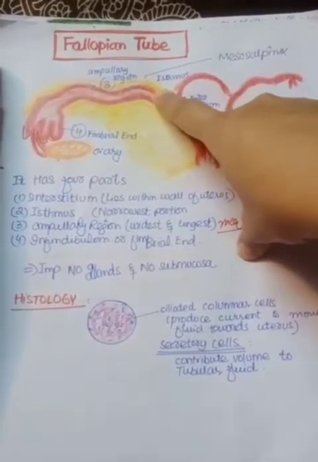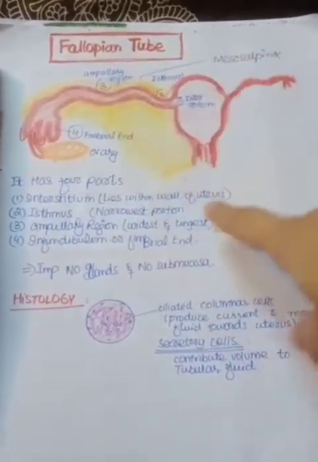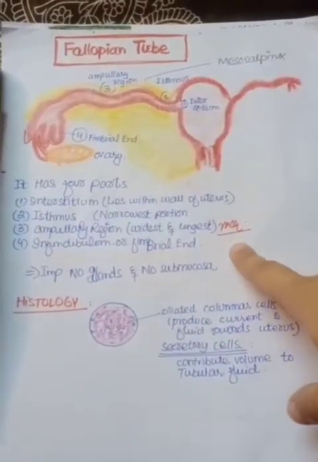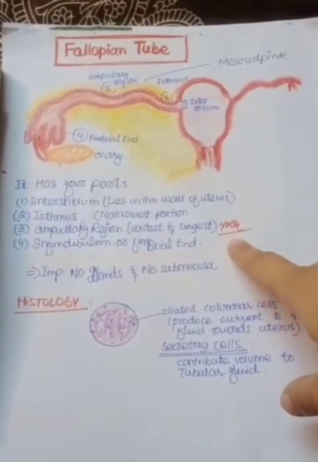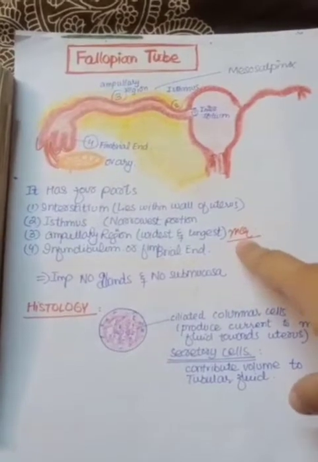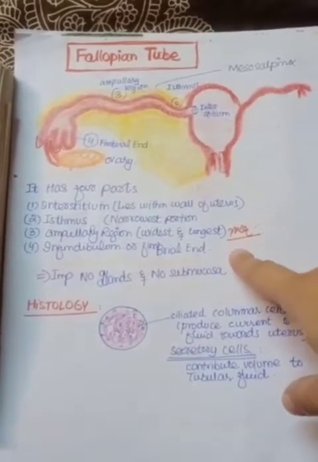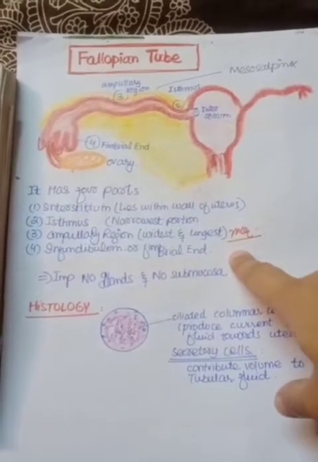The isthmus is the narrowest part of the fallopian tube, and the third is the ampullary region. It is the widest and the longest part of the fallopian tube. It is a very important MCQ. It comes in IMM: what is the widest and the longest part of the fallopian tube? It is the region where fertilization occurs.